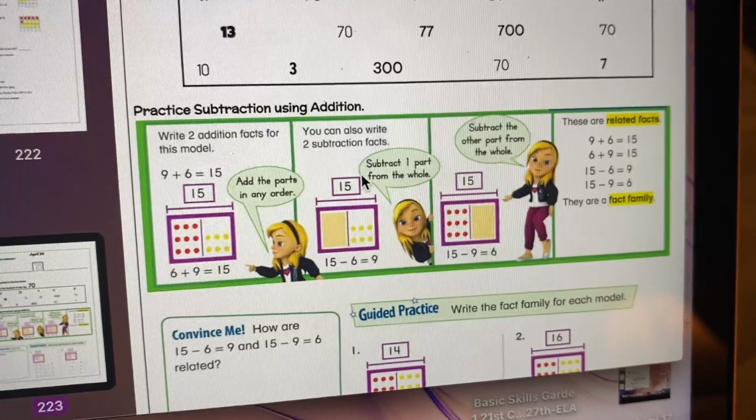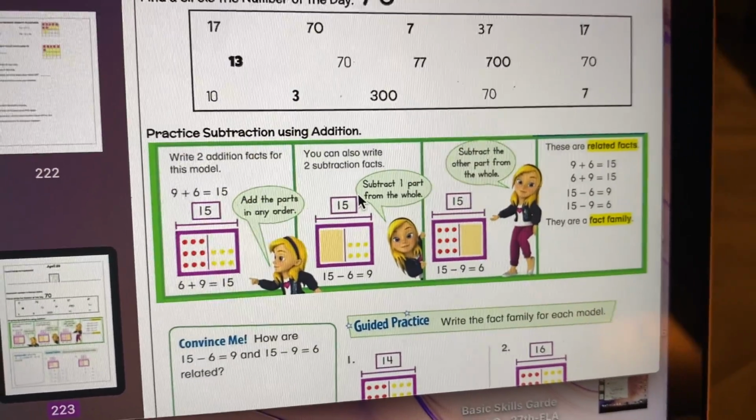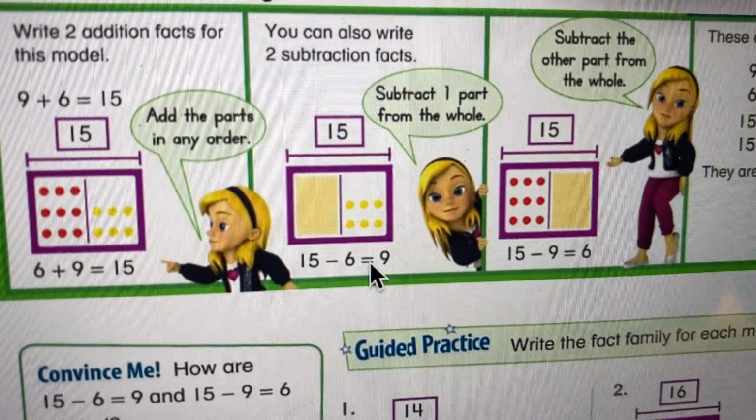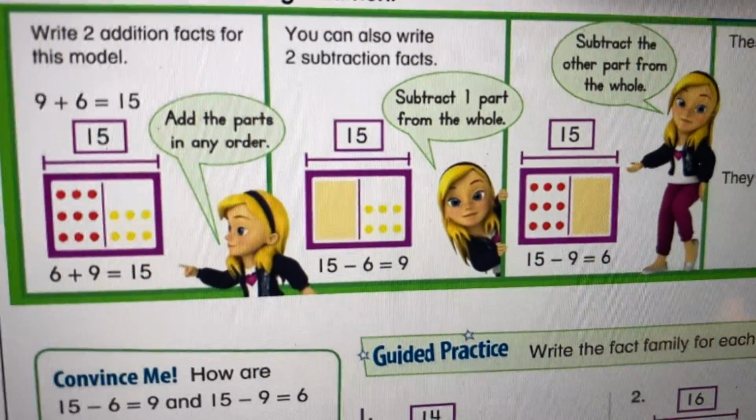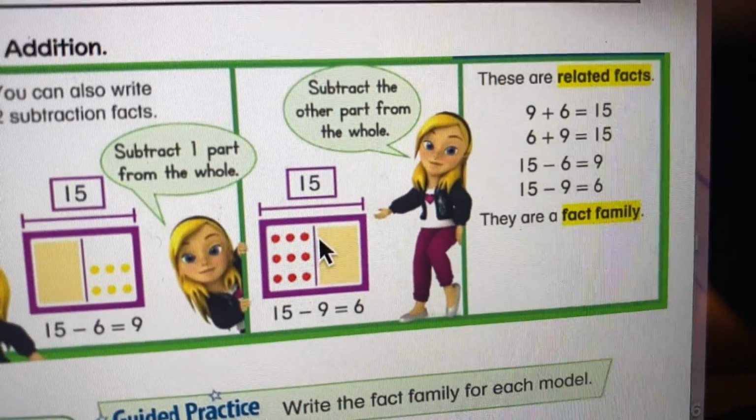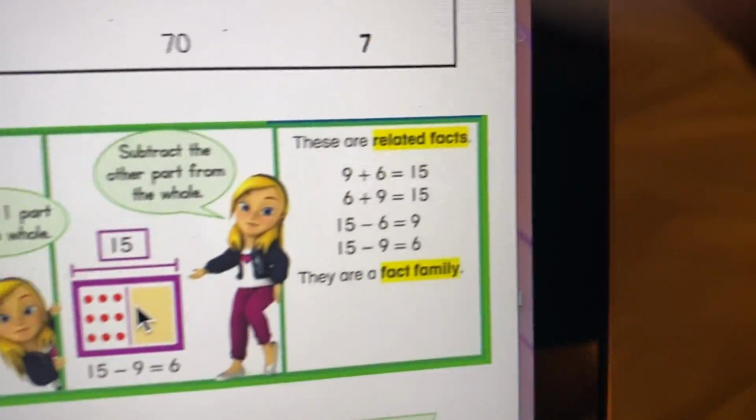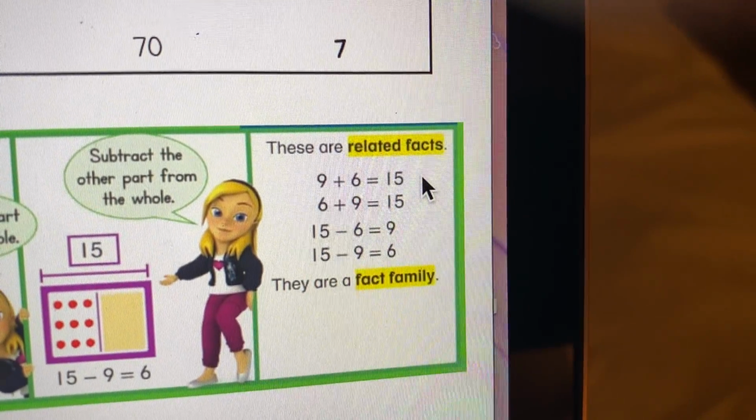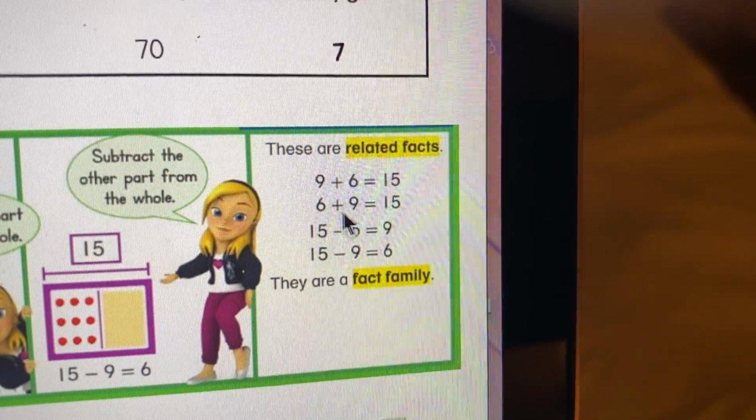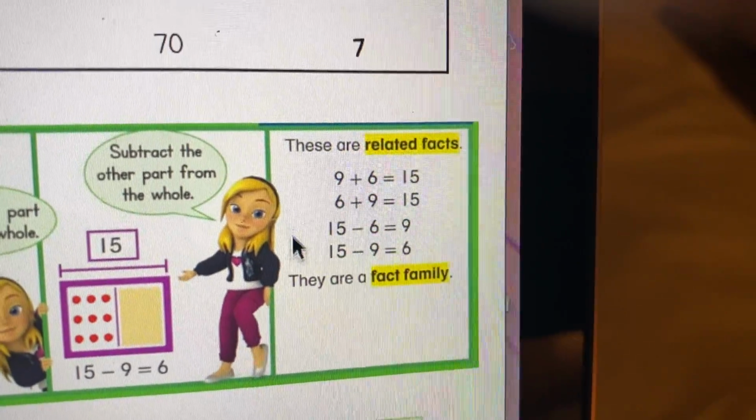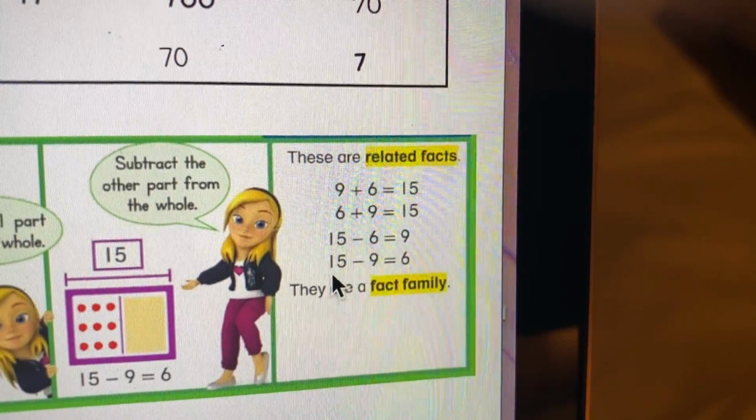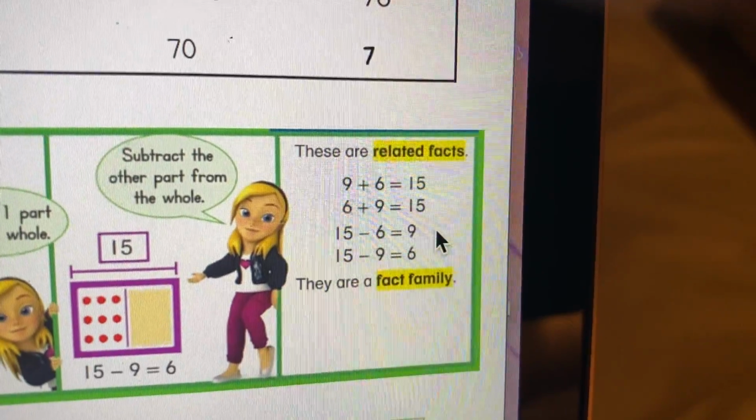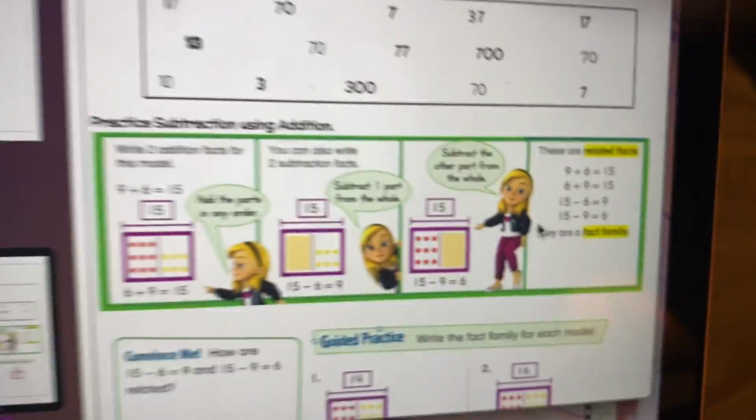But you can also write 2 subtraction facts by subtracting one part from the whole. Our whole is 15. 15 minus 6 will give you your 9 that's missing from this side. And then 15 minus 9 will now give you the missing 6. These are related facts, and they are a fact family. So you have 9 plus 6 equals 15, and the turnaround fact, 6 plus 9 equals 15. And then you have the 2 subtraction problems. They both start with 15, but you're subtracting a different part from that whole each time. 15 minus 6 equals 9, and 15 minus 9 equals 6.